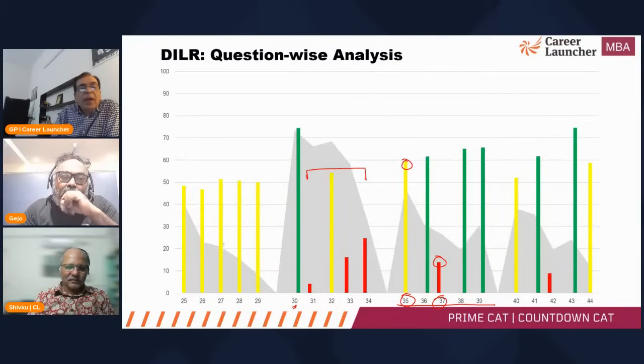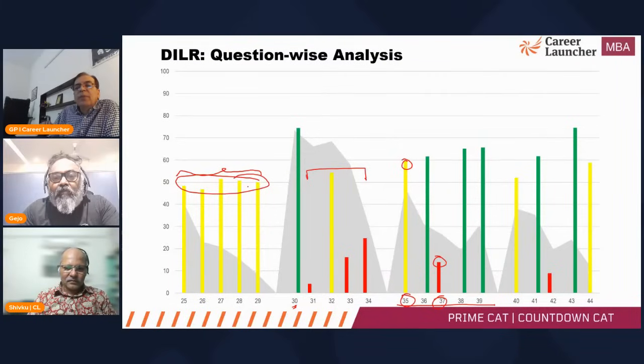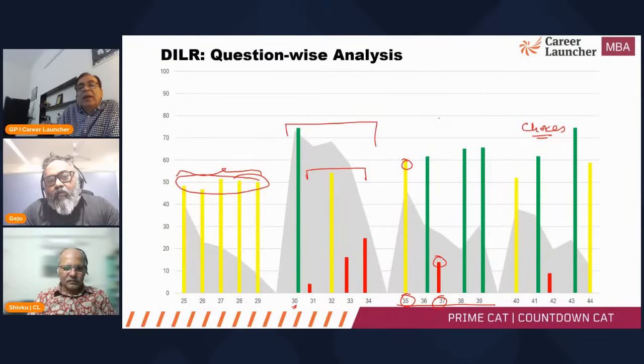We'll go through them. This one was a little more tedious data set, but the attempt rate is fairly low. While the accuracy is somewhere around 50% in all of these, this was a little more tedious to work with. And the set number 4 could have been solved completely by choices. 4 out of 5 questions could have been done straight away with the help of choices. But this one I felt was fairly easy, which is what I said.